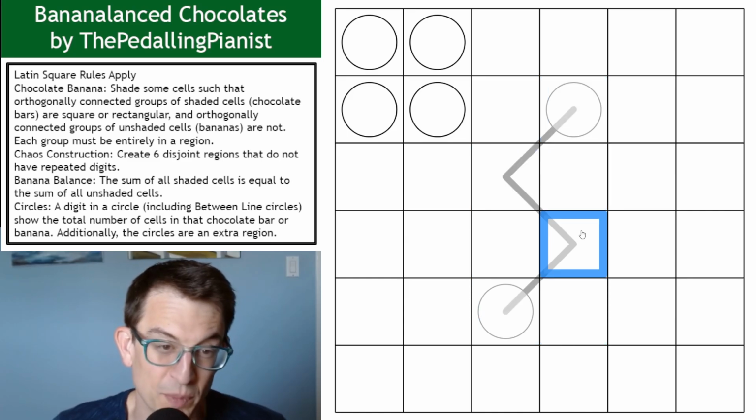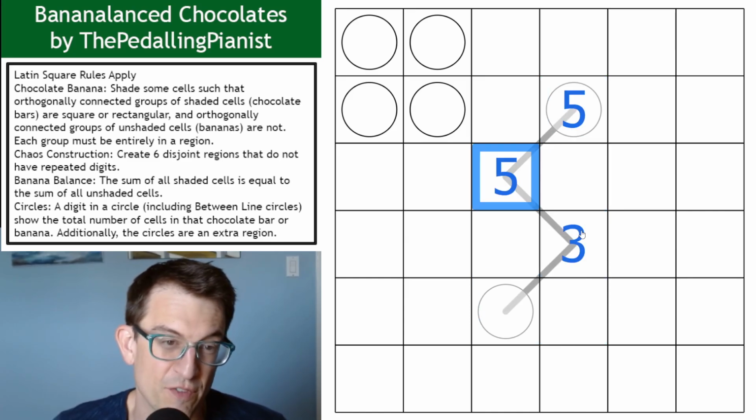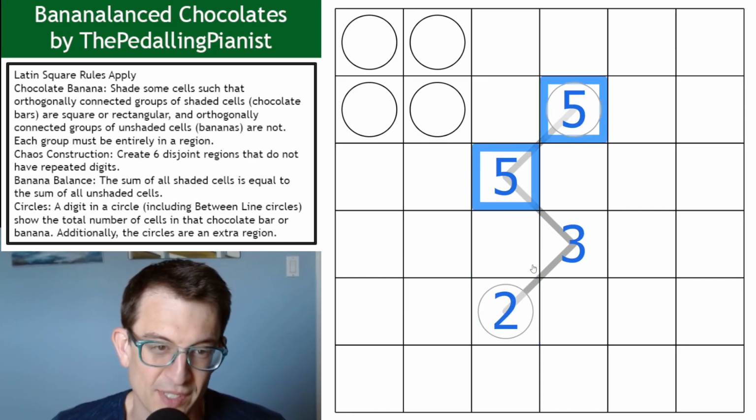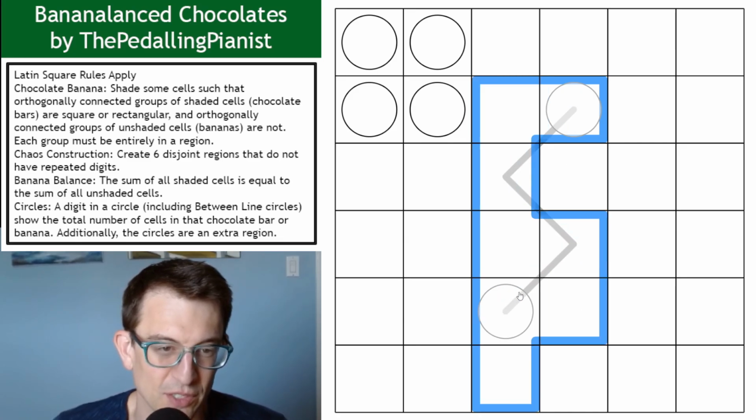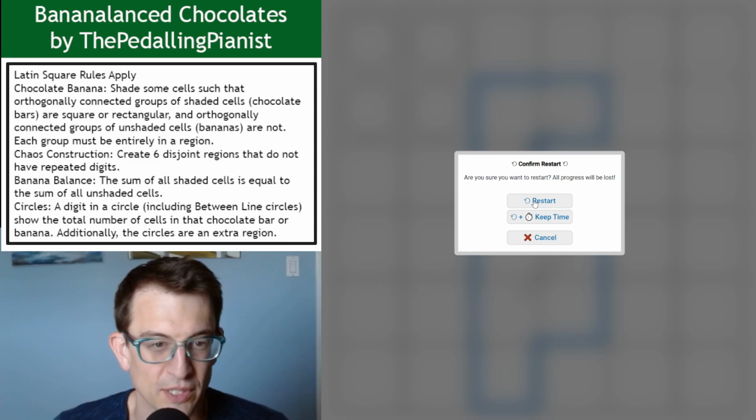What's not valid would be, say, 3, 5, 5, 2. Because these are the same, so these digits are not strictly between the max and min of those 2 circle digits. Those are the rules. Let's try it out.